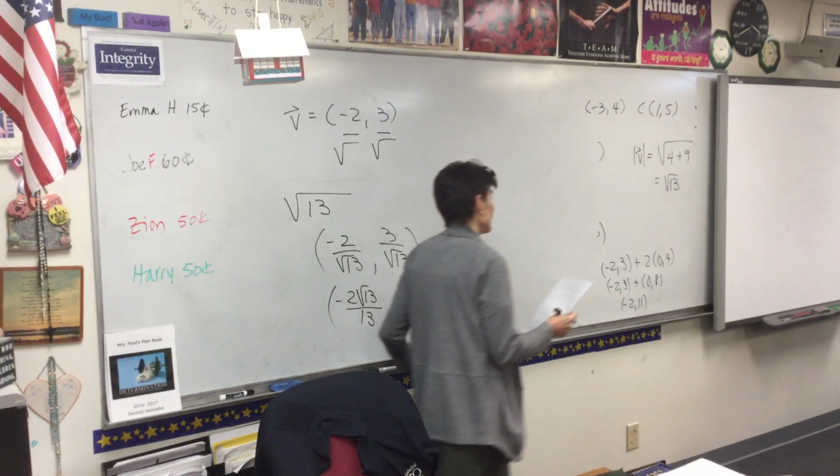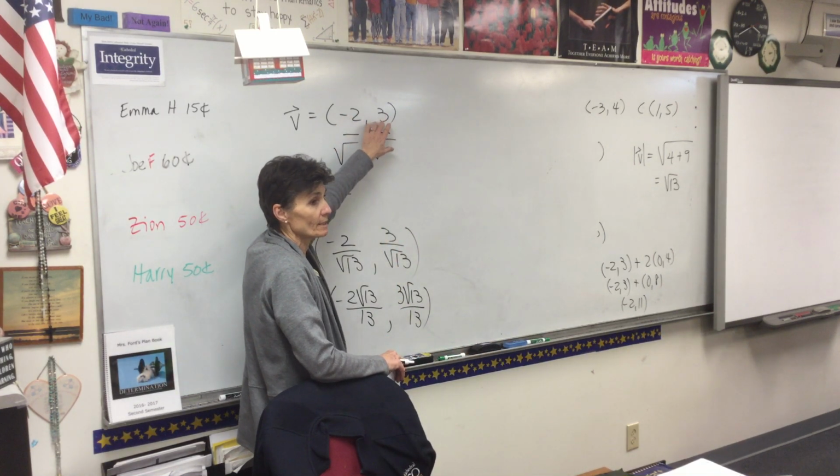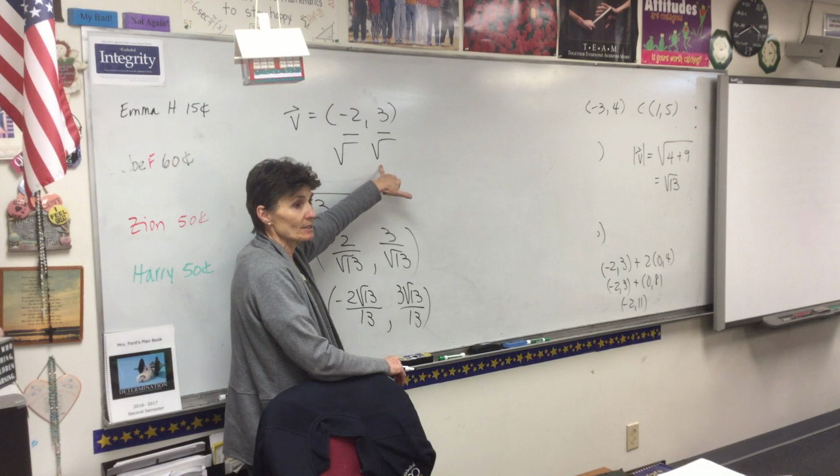So to find a unit vector, you simply take the original coordinates and divide it by the magnitude. Okay? Remember that.